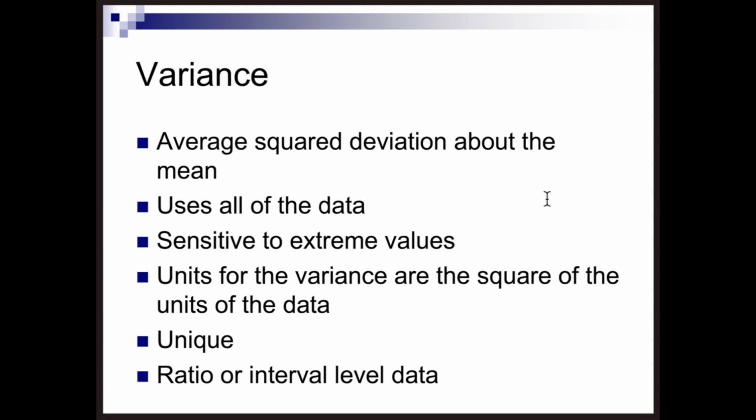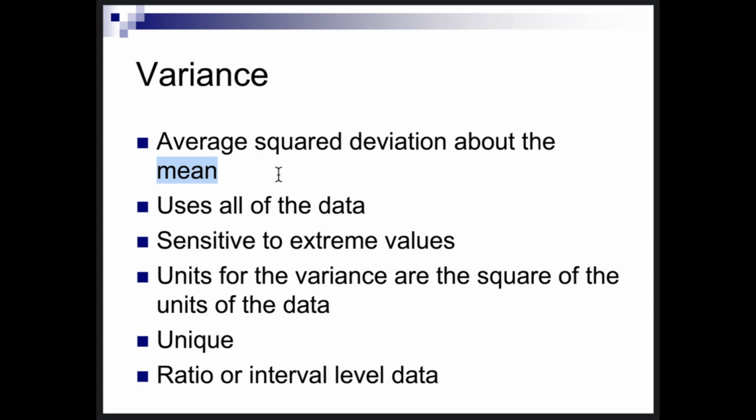The fact that the range only uses 2 observations in any given data set causes it to be really sensitive to extreme values. And we may think, look, we want a measure of variation that uses all of the data in the data set, because there is information about the variability in a data set in all of the observations. One measure of variation that uses all of the observations in the data set is called the variance. The variance is the average squared deviation about the mean of the data set. So to calculate the variance, you first have to calculate the mean of the data set, and then you calculate the difference between each observation and the mean, square those differences, and average those squared differences up.